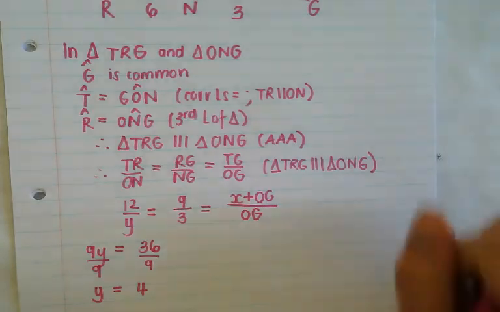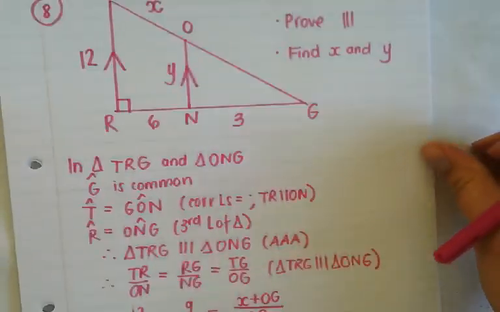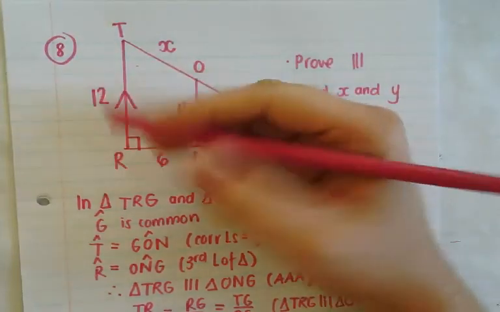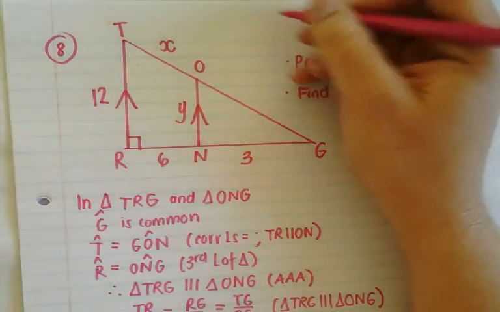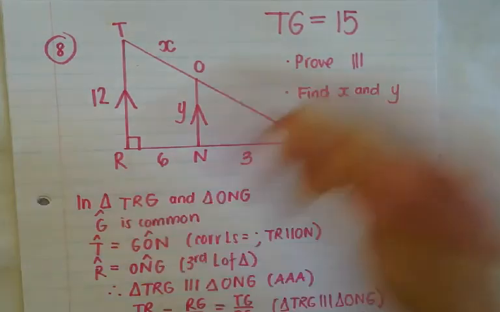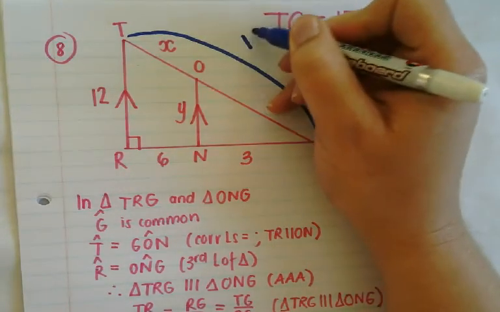But how on earth am I going to get to x when x and OG are missing values? Anyone have any kind of ideas? Christina? Pythagoras. There you go. So we have a right angle triangle. There's no other reason that I would have given you the right angle if it was just a random angle. So using my Pythagoras, I have 12 squared plus 9 squared and square rooting. I have TG equal to 15. So that means that that entire side here is equal to 15.